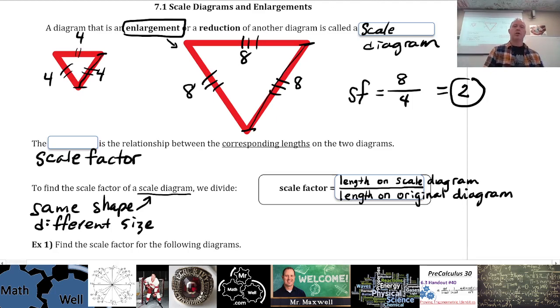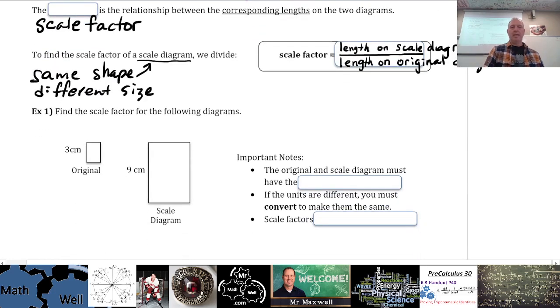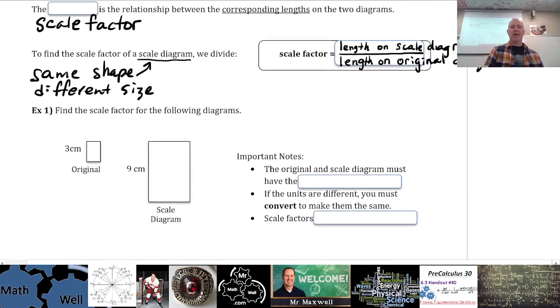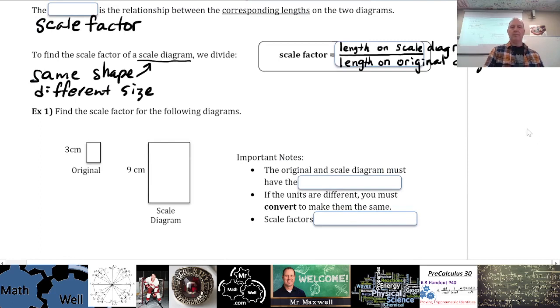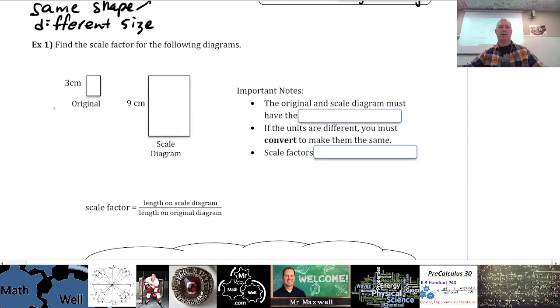Good. Enlargements, reductions, excellent. Okay, example 1, let's try this one out. Find the scale factor for the following diagrams. So here's the original, and here's the scale diagram. So we're moving from this one to this one. Would you first of all say that this is an enlargement or a reduction? It's an enlargement. It's getting bigger. Enlarge means large, big, right? So an enlargement means you're making it bigger.